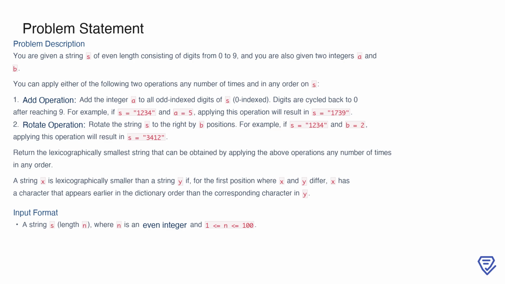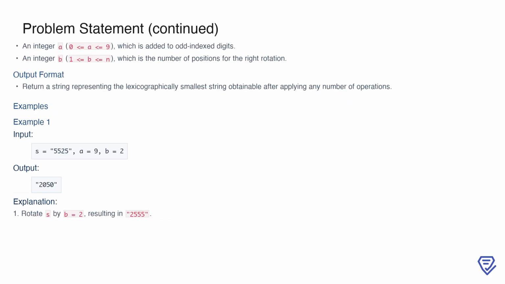The goal is to determine the lexicographically smallest string that can be obtained by applying these operations. A string is considered lexicographically smaller than another if, at the first differing position, it has a character that appears earlier in dictionary order. Now, let's specify the input and output formats for the problem.